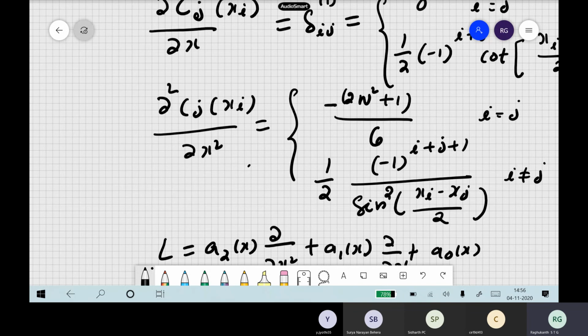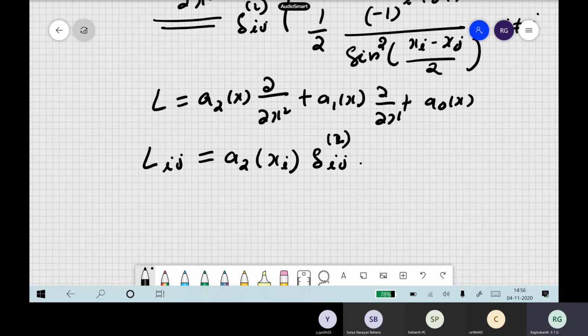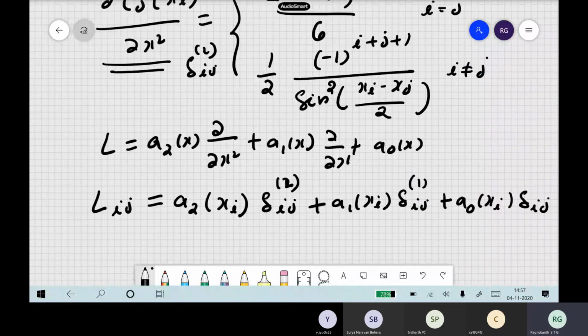If I denote this as delta ij of 2, that's the second derivative of my cardinal function. So this becomes delta ij of 2 plus a1 of xi times delta ij of 1 itself, and then we have a naught of xi delta ij. So this is how we write using our cardinal functions itself. That is the great advantage actually. So this is how you followed it. We try to write the same thing in terms of cardinal functions.